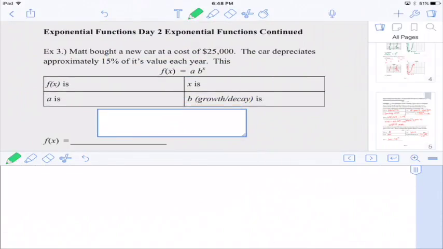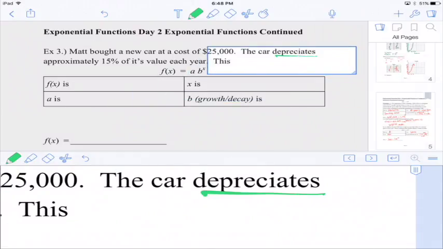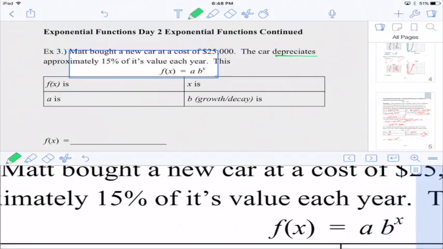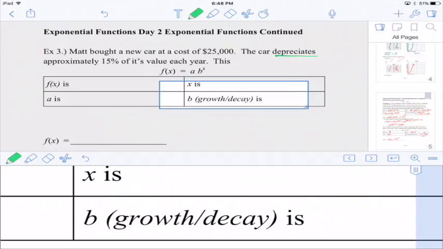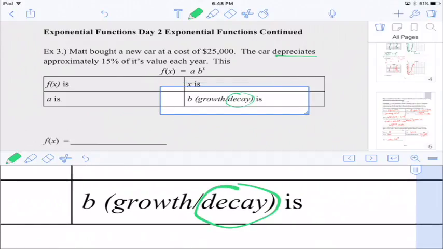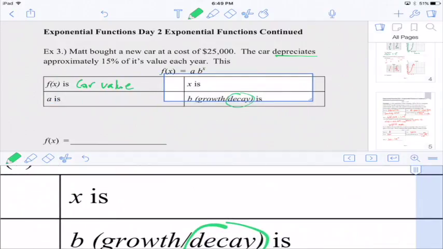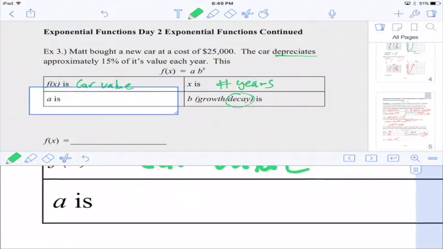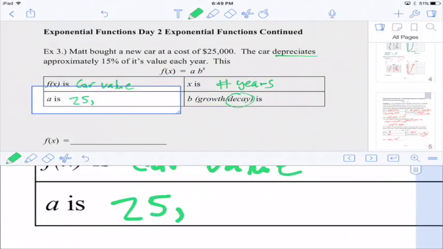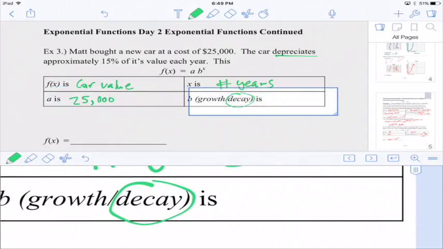Matt bought a new car that cost $25,000. The car depreciates, which means that the car is losing value, approximately 15%. So this is not going to be a growth rate. This is going to be a decay rate because the car is losing value, not gaining. So f of x is my car value. X is the number of years. A is my starting value, so the value of the car starts at $25,000 and it's decaying.